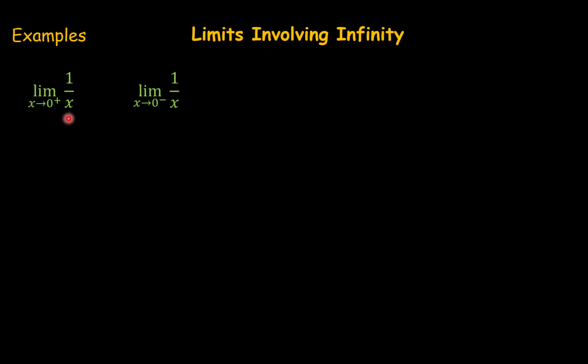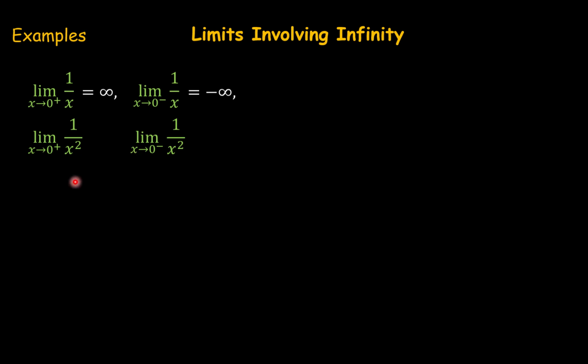So as x gets closer and closer to 0, 1 over x gets bigger and bigger without any bound. Therefore, that limit should be positive infinity. And now if you look at the same limit, but x goes to 0 from the left, you can use the same idea except the sign is now negative. Therefore, the limit should be negative infinity.